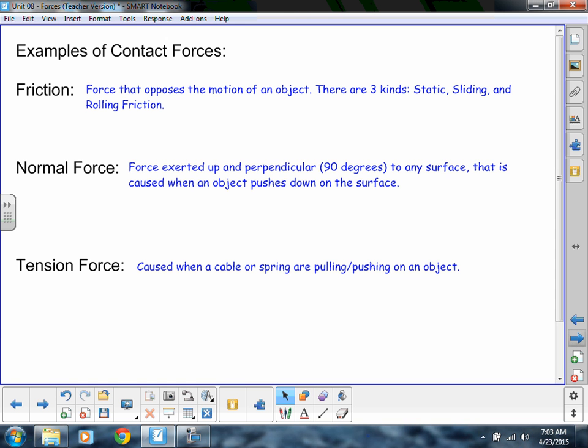Tension force. Tension force is caused when a cable or springs are pushing on an object. So if you tie a rope to something and pull, you're not actually pulling on the object itself. You're pulling on the rope or the chain or whatever it might be, and then that is attached to the object that you're pulling. And so we call that tension force because there's tension within that cable, or if it's a spring, tension within that spring. So that's tension force.